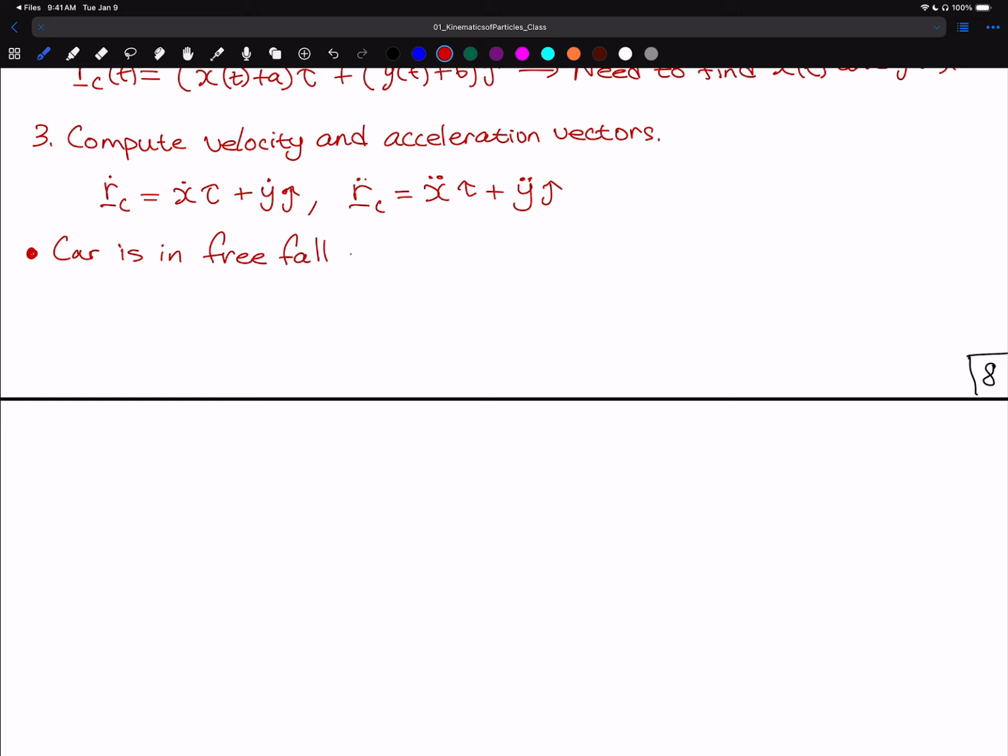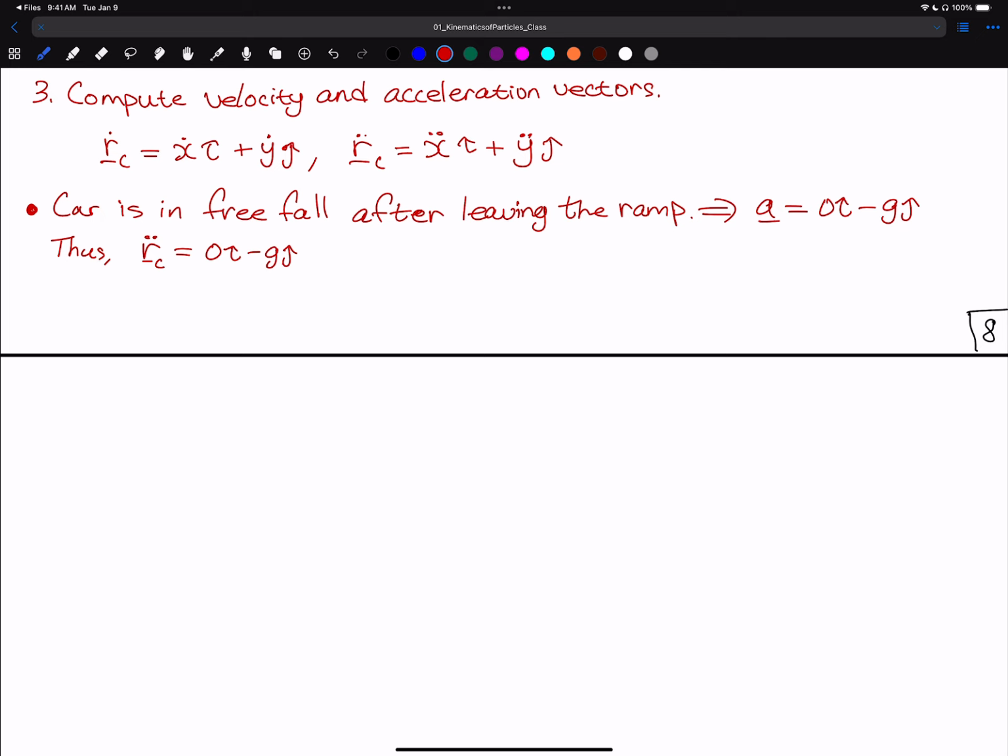What that tells us then is that the acceleration vector is going to be equal to 0 I minus g in the j direction, and g here is the acceleration due to gravity. And so thus, what we find is that rC double dot is equal to 0 I minus g j, such that x dot is a constant.